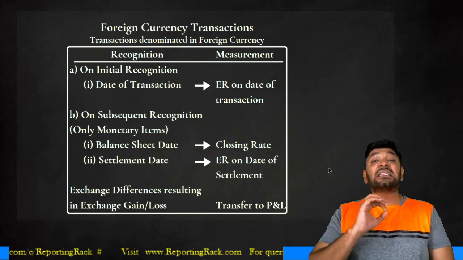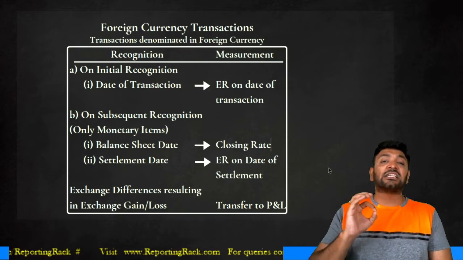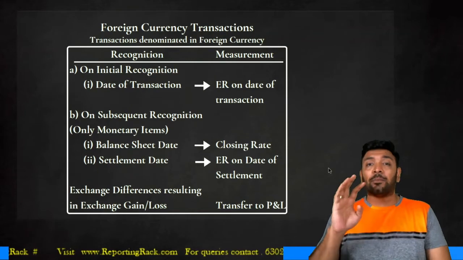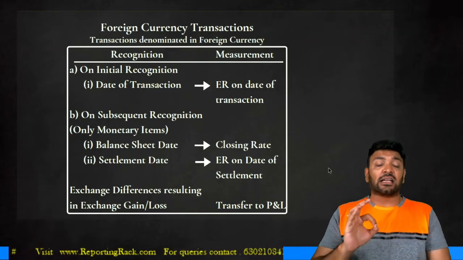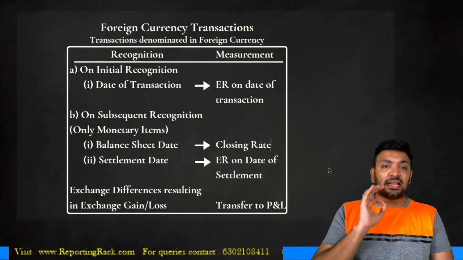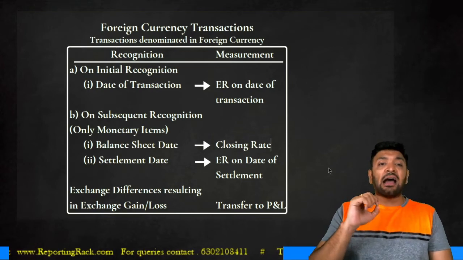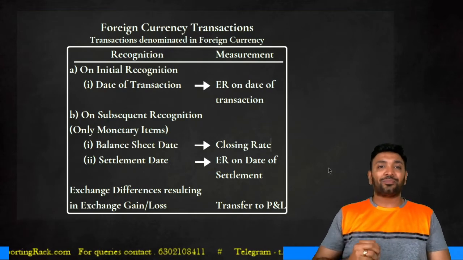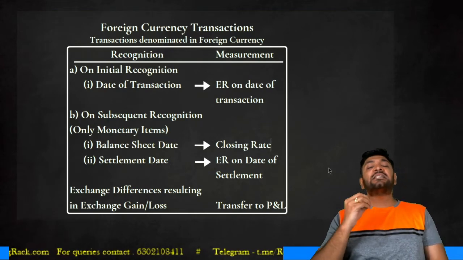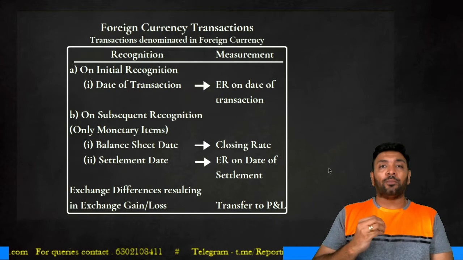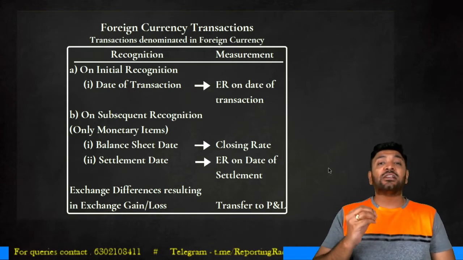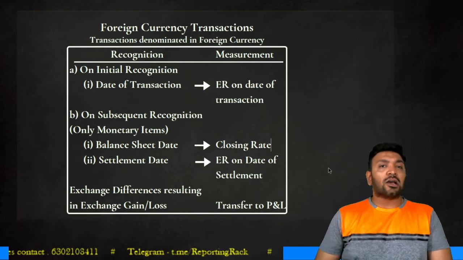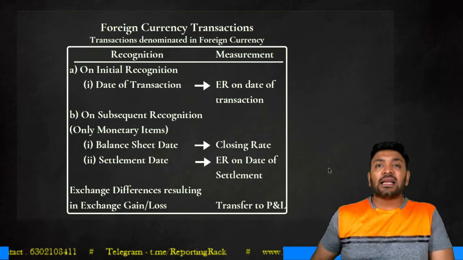So these are classic examples of foreign currency transaction, where a transaction is denominated in a currency other than the functional currency. Whenever I have a foreign currency transaction, how do I recognize it? For example, I purchased a machinery in euro, and let's say the purchase price is 100,000 euros. 100,000 is 1 lakh. How do you recognize the entry?